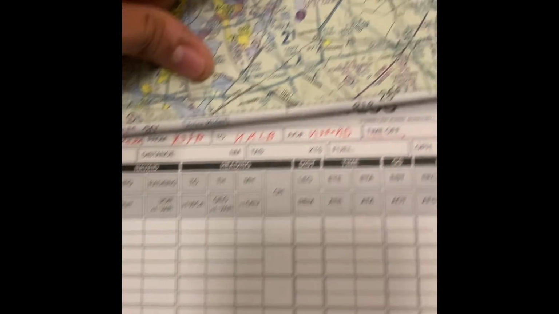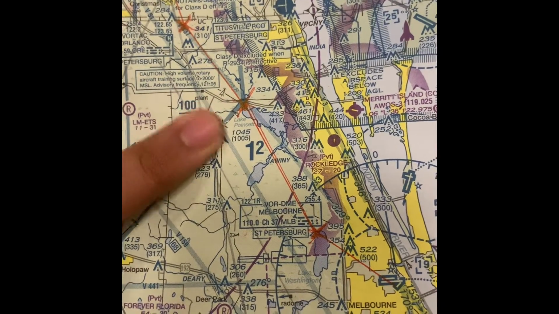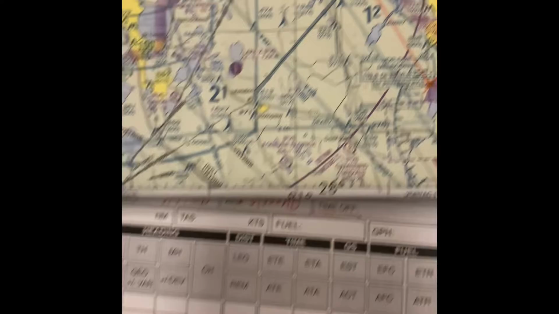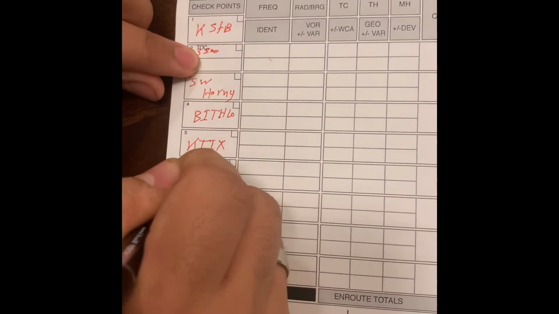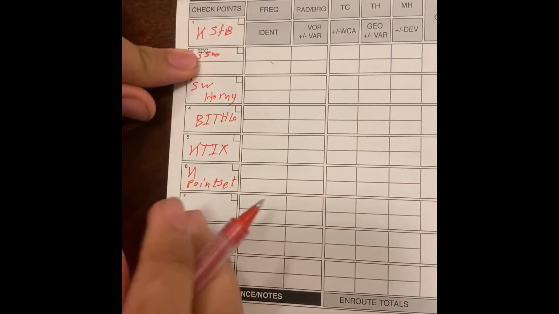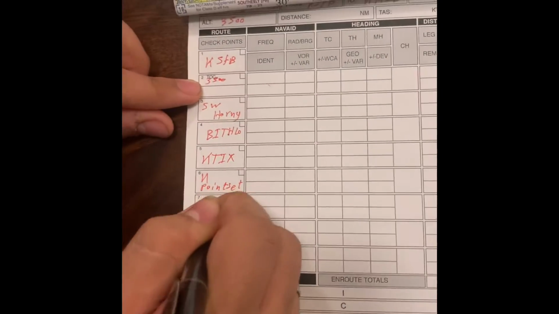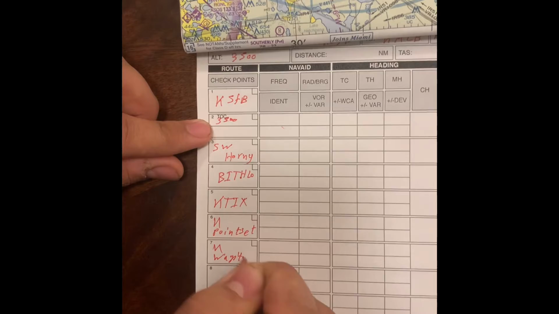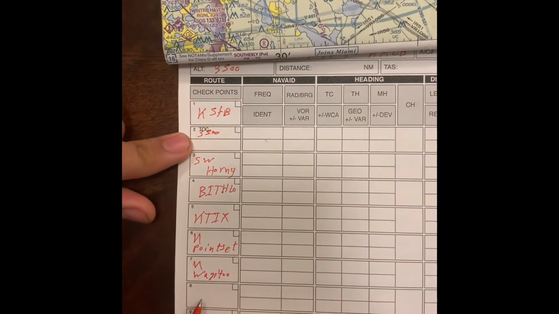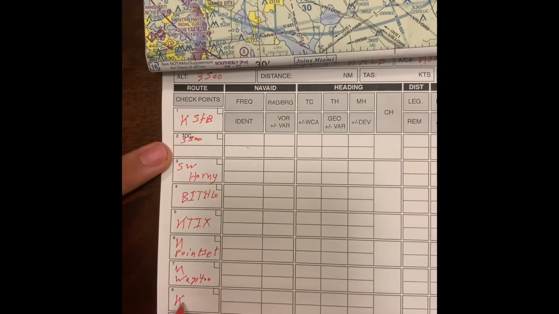And our next point will be North Lake Poinsett, so we're going to put North Poinsett. The last one here is going to be North Lake Washington, so North Washington. And the last point will be our destination airport.